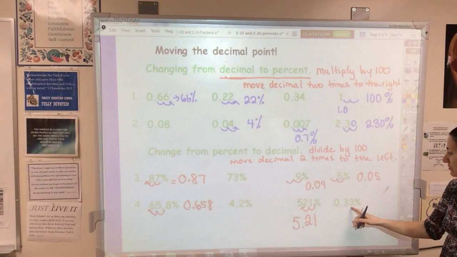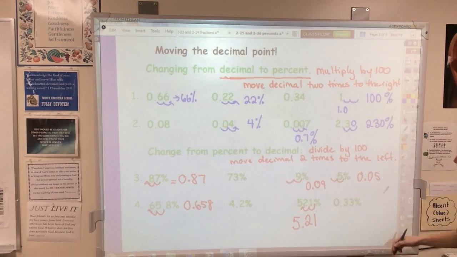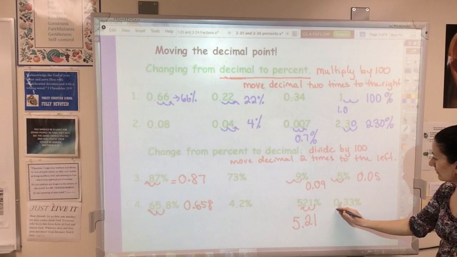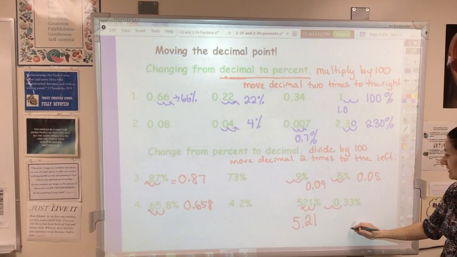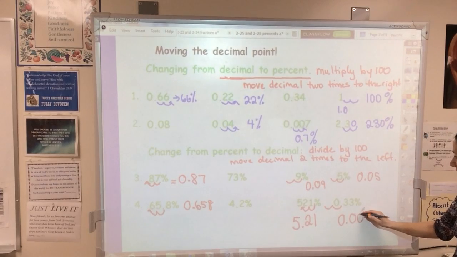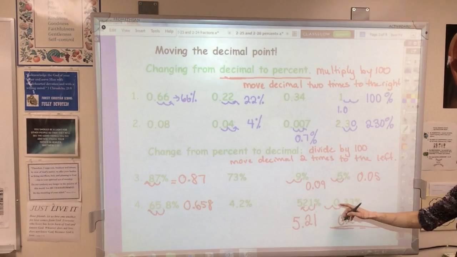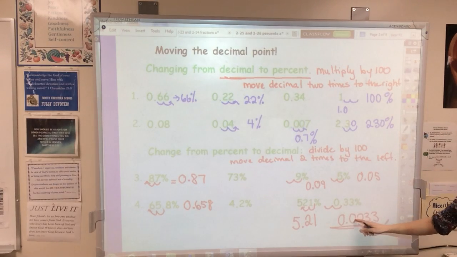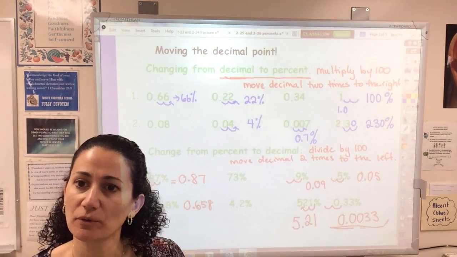0.33%. This is a really teeny tiny percent. You can have decimals in your percent. If it has a percent sign, it's a percent, not a decimal. So if I move this decimal point back, watch this slowly. 1, 2. What is that number going to look like? It's going to be 0.0033. This is a really small number. 0.33% is, if we read our decimal correctly, 33 ten-thousandths. Really small number.